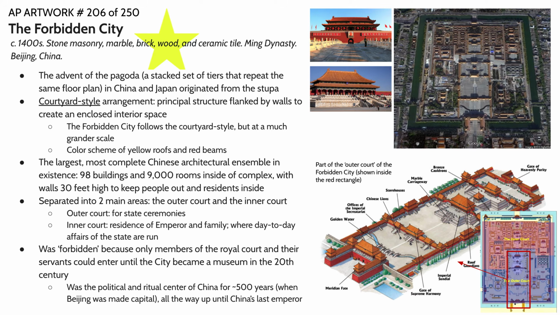My sister went a couple of years ago and she said it seemed to go on forever. It's about 1/4 of a square mile in total area to give you a sense of how large it is. And it's essentially following the courtyard style of architecture, but at a much grander scale. The color themes to take note of here are yellow and red, which were oftentimes associated with the emperor.